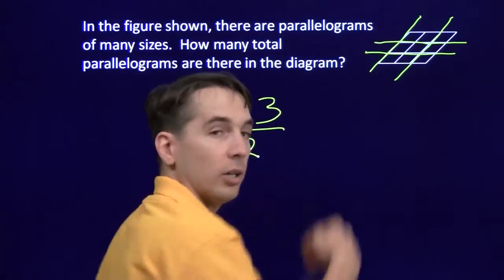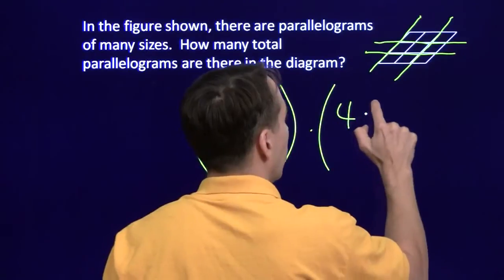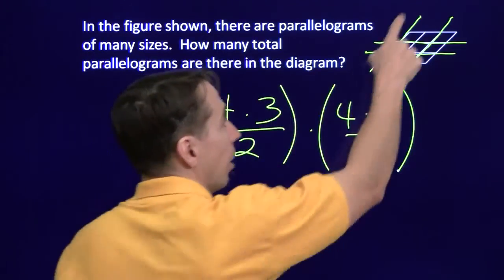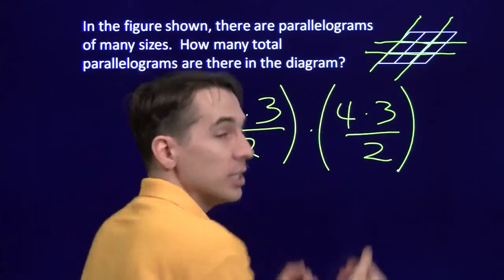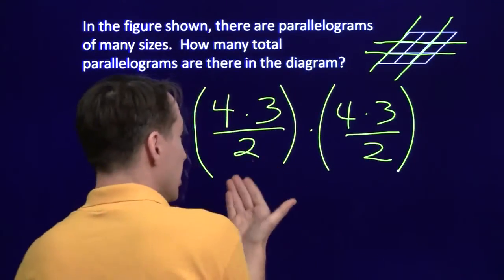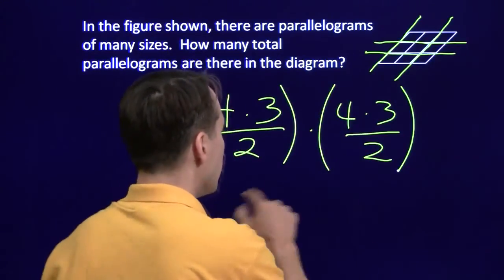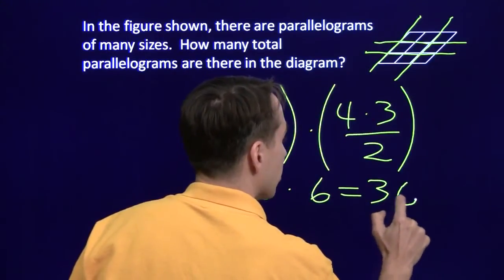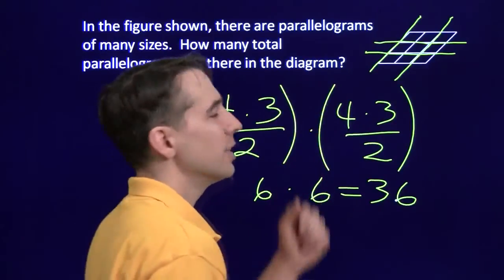Now, of course, there are 4 diagonal lines here as well, so there are 4 times 3 over 2 ways to choose 2 of the diagonal lines as well. So there's this many ways to choose 2 horizontal lines, this many ways to choose 2 diagonal lines, and I just multiply them together, because for each choice of horizontal lines, I have this many choices of a pair of diagonal lines. So I multiply these together, and sure enough, I get my 6 times 6 is 36. And I found a clever way to do this problem.